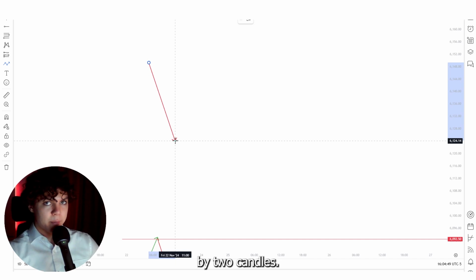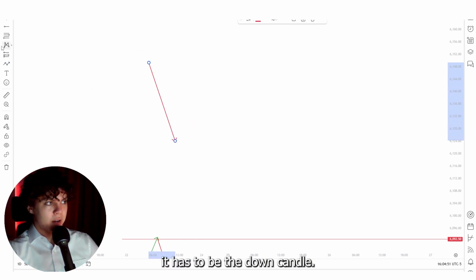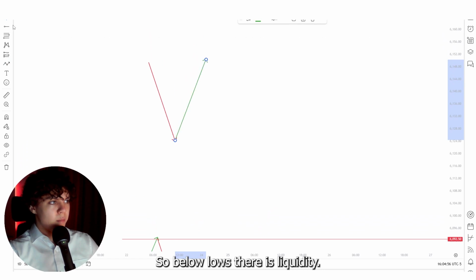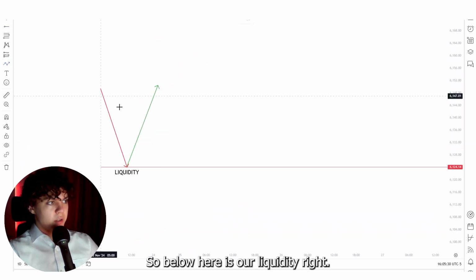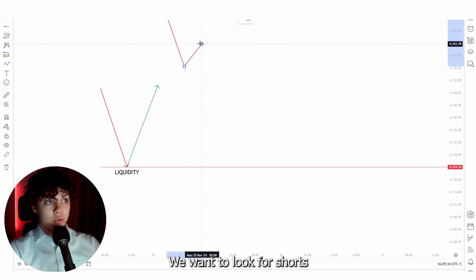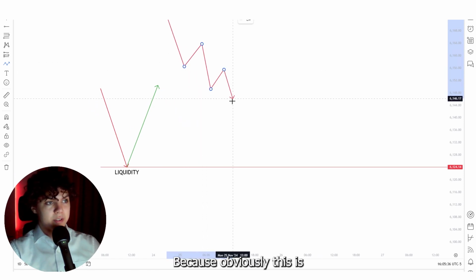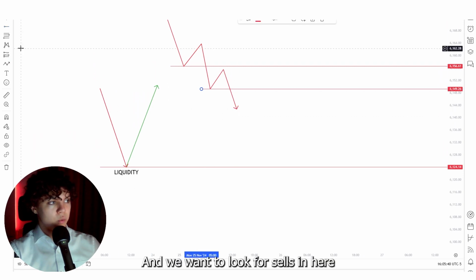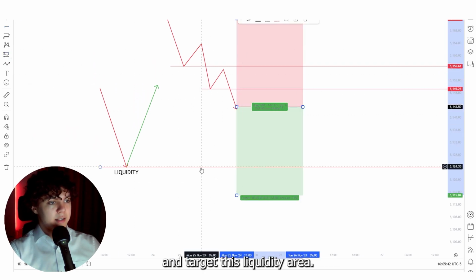And a low is created by 2 candles. First of all, it has to be a down candle, and the second one has to be an up candle, right? So below lows there is liquidity. So below here is our liquidity, right? And let's say we're currently in a downtrend. We want to look for shorts, we want to sell the markets, because obviously these are our breakout structures to the downside, and we want to look for sells in here and target this liquidity area.